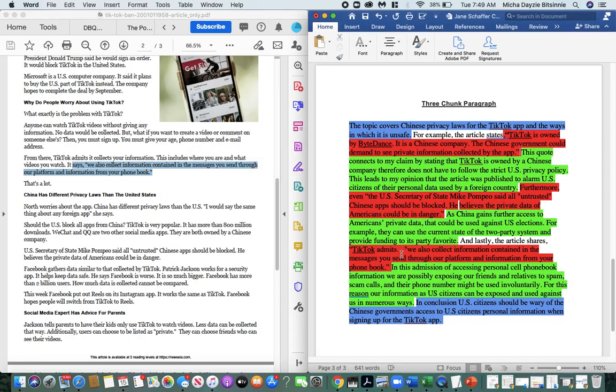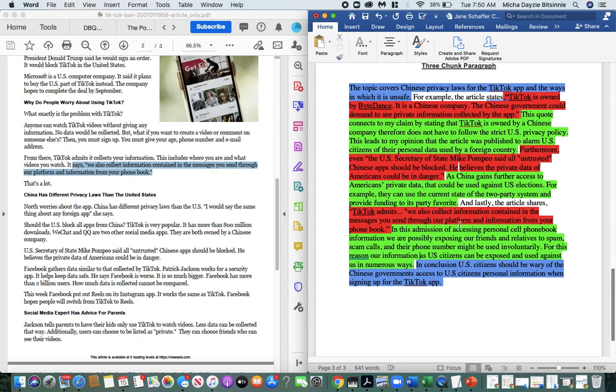So there's that quote. And then in this admission of accessing personal cell phone book information, we are possibly exposing our friends and relatives to spam, scam calls, and their phone numbers might be used involuntarily. For this reason, our information as U.S. citizens can be exposed and used against us in numerous ways. In conclusion, U.S. citizens should be wary of the Chinese government access to U.S. citizens' personal information when signing up for TikTok app.